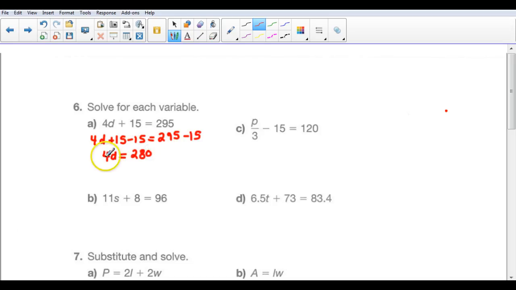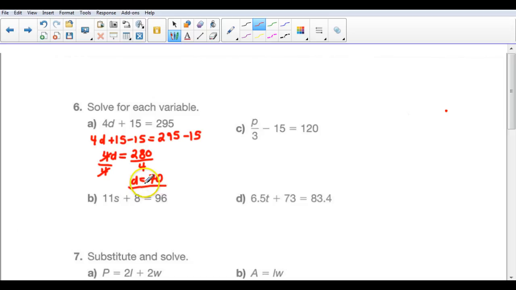Now the question is, how do I get rid of that 4? How do I get d is equal to? Well, any number divided by itself is the number 1. And 1 times d is d. So if I divide this by 4, any number on the top that has the same value on the bottom will cancel each other out. So 4 over 4 is the same as 1. 1 times d is d. But what I do to one side of the equal sign, I must do to the other. So I must divide this side by 4. So now I can just say that d is equal to 280 divided by 4, which is equal to 70. And there's my answer. D is equal to 70.